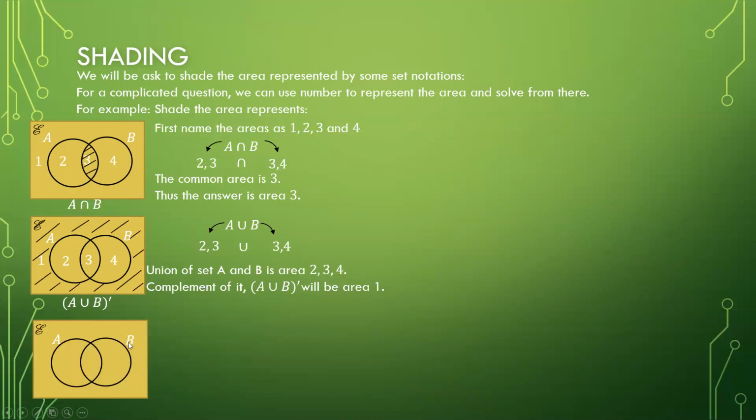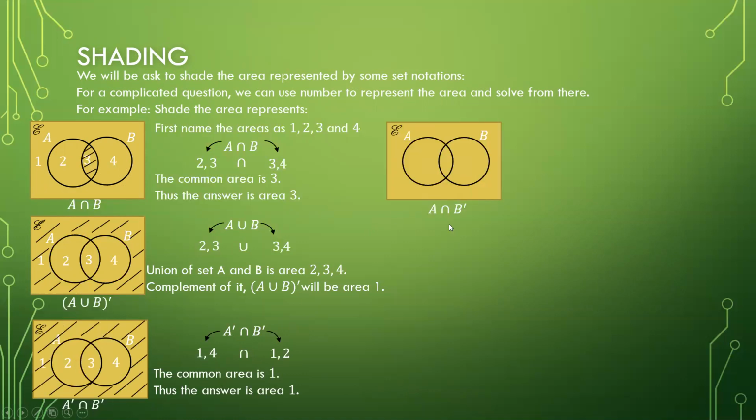Next one is another similar question, but now the question is asking A complement intersect with B complement. Now the question is getting more complicated. As usual, we can name the area 1, 2, 3, 4, which helps us to find what is the area. Then from here you can see A complement is other than A, so I have 1 and 4. B complement will be other than B, which is 1 and 2. Because of intersection, we are looking for the common value from these two. So we have a common value of 1 here. So area 1 is the answer for this case.